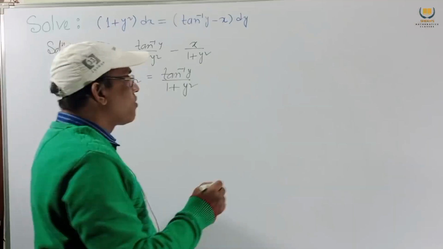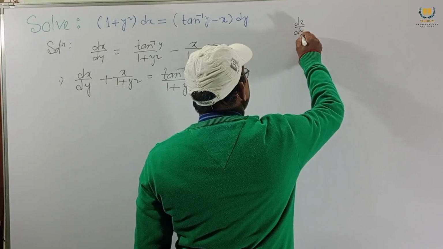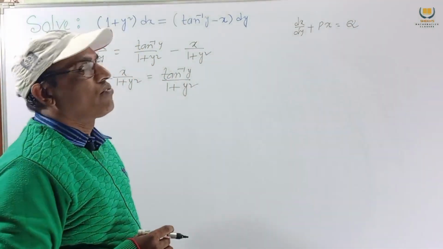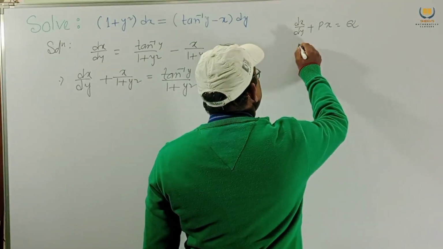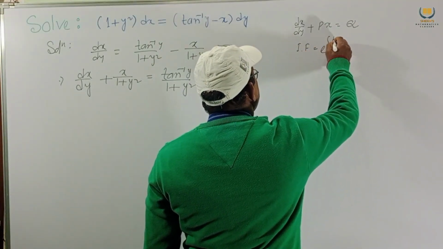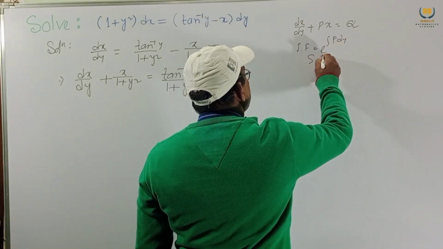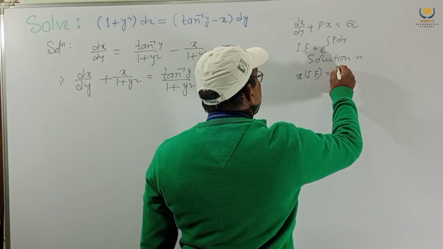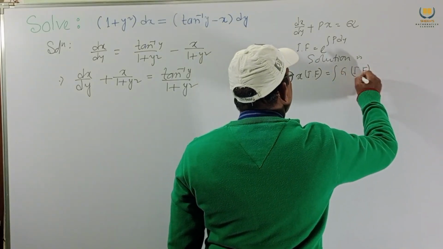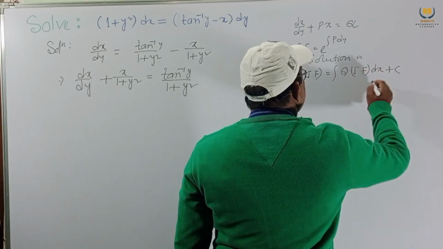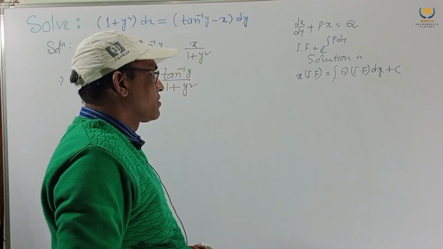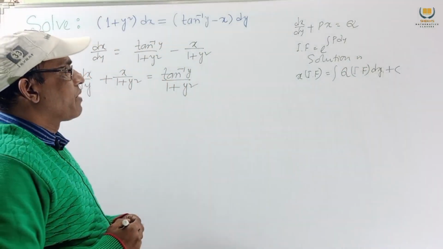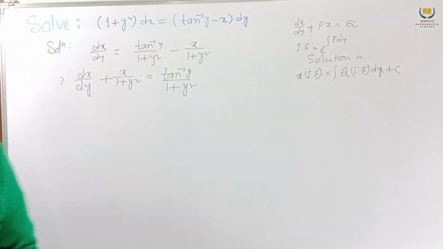So this is in the form dx/dy + Px = Q, where P and Q are functions of y only or constants. At that time, the integrating factor is IF equals e to the power integral of P dy, and the solution is x into IF equals integral of Q into IF dy plus c, just opposite of the previous solution. This is the solution.